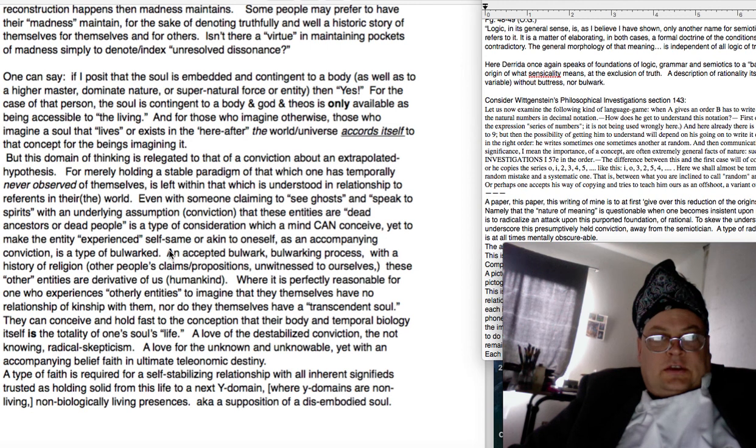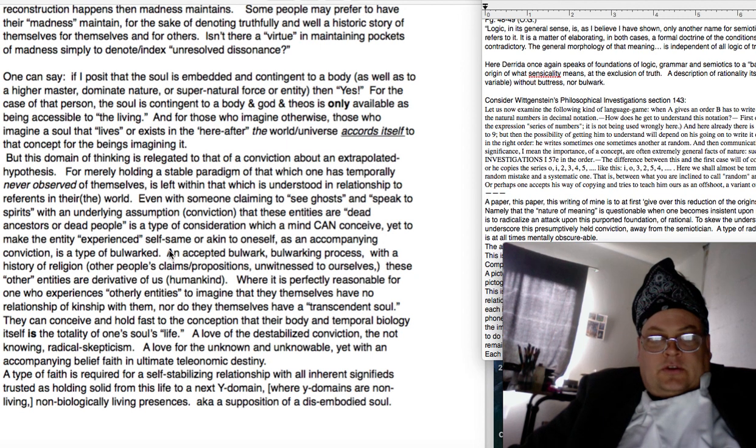One can say, if I posit that the soul is embedded and contingent to the body as well as to a higher master, dominate nature, or supernatural force or entity, then yes. For the case of the person, the soul is contingent to the body and God and Theos, and only available as being accessible to the living.